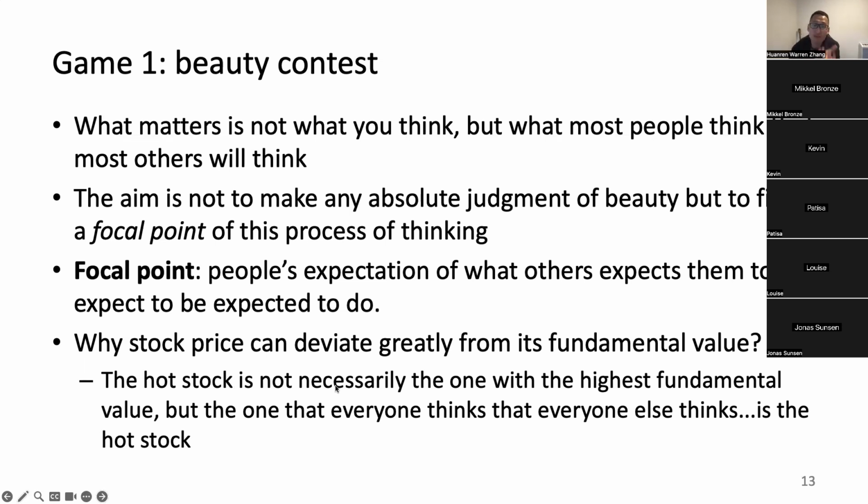So this beauty contest task will be able to help us understand why stock price can deviate greatly from its fundamental value. So I don't know whether you have followed the news during the pandemic. The stock price for GameStop, for example, rose dramatically. Basically Wall Street has a really low rating of GameStop, but the nerds who are playing the computer games think Wall Street doesn't know anything about the game. So all the nerds actually try to collectively purchase the corresponding stock of GameStop, that should actually drive up the stock, right?